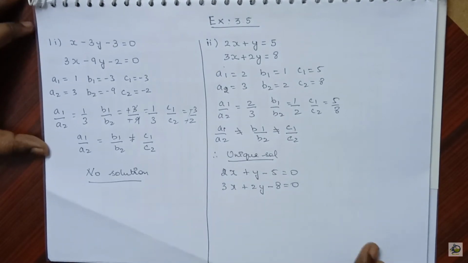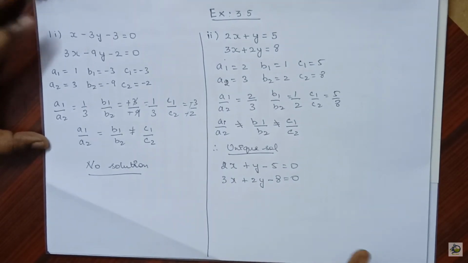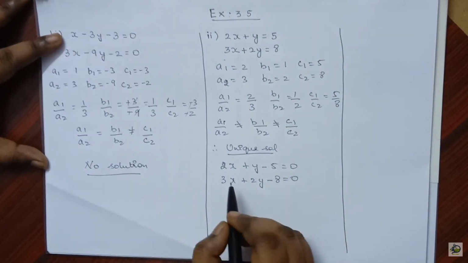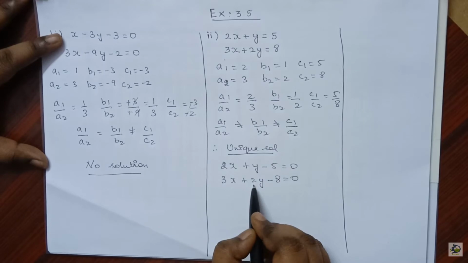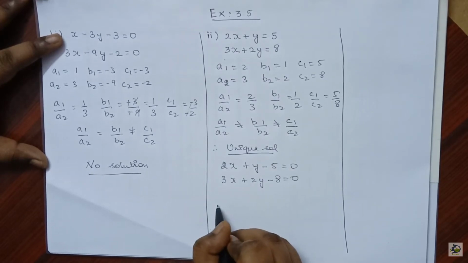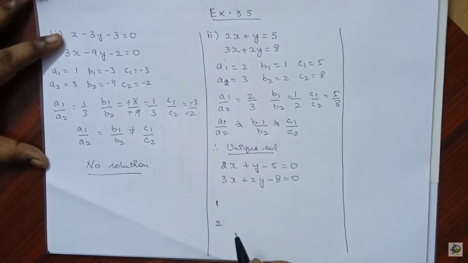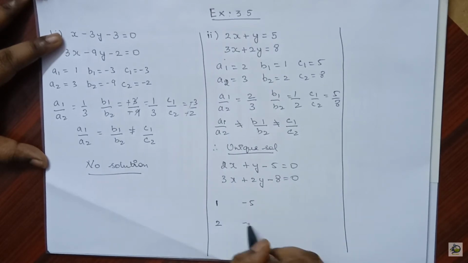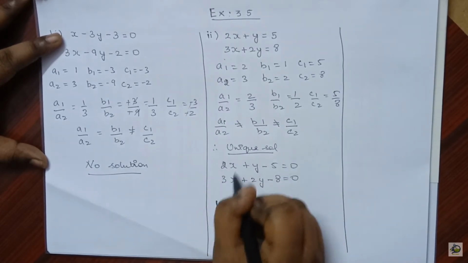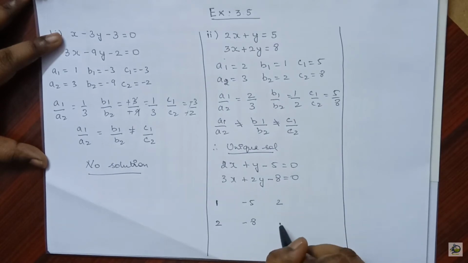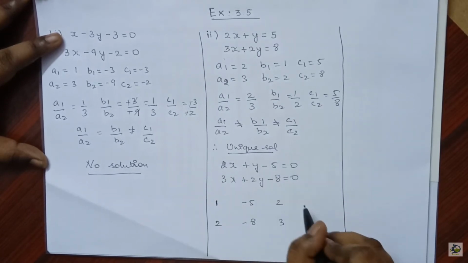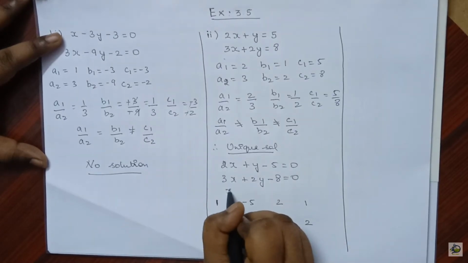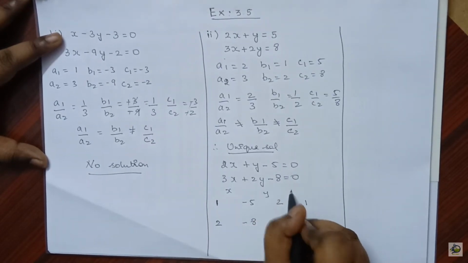Now we are going to apply the method. What we have to do is write the coefficients of y first: 1, 2. Then the constant terms: minus 5, minus 8. And then the x terms: 2, 3. And then again the coefficients of y: 1, 2. So here x, y, 1.